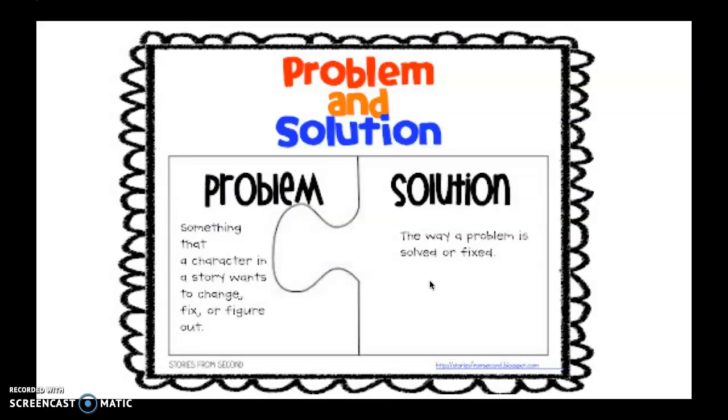Then we move on to problem and solution of our historical fiction story. Remember, the problem is something that a character in the story wants to change, fix, or figure out. And the solution is the way a problem is solved or fixed. If I'm working on my historical fiction story with Johnny and Susie, I like my story to take place during the time of the American Revolution. And since we've done a lot of research on the American Revolution, I'm going to use that as part of my setting.